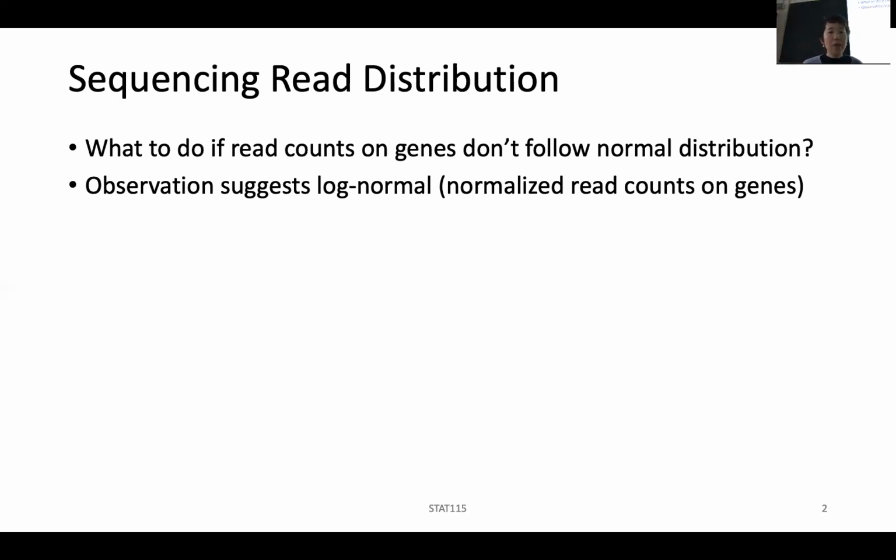A very simple thing is, sometimes when the data does not follow a normal distribution, you can try to take a log. After taking the log, they saw that if you use the log of normalized read counts on genes, they actually follow a normal distribution. And so a question for the audience here is, how do we know whether something follows a normal distribution or not?